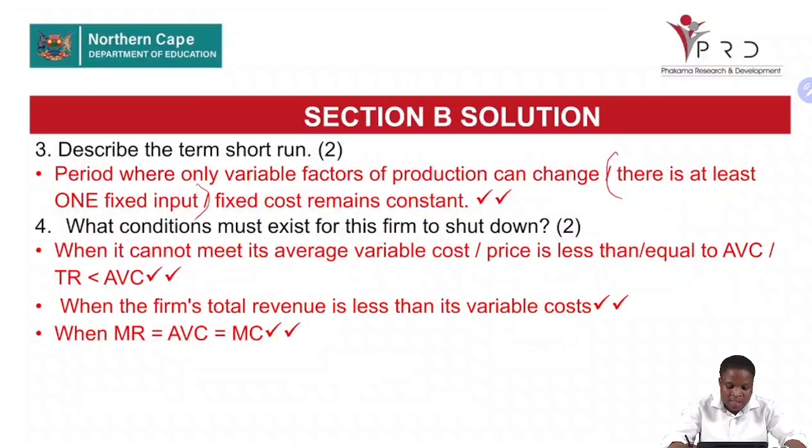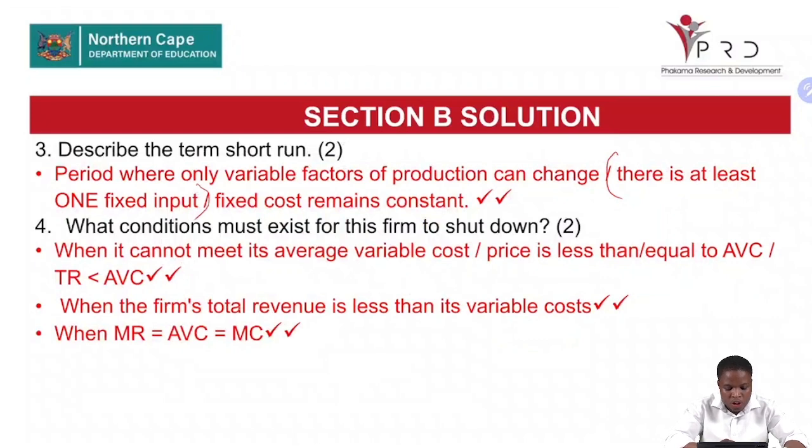What condition must exist for a business to shut down? Why do we shut down? We don't shut down because we're making a loss. We shut down because we can't afford our average variable cost. When it cannot meet its average variable cost, price is less than or equal to the average variable cost, that's when you shut down. If you cannot meet the average variable cost, your price is either equal to or less than the average variable cost.